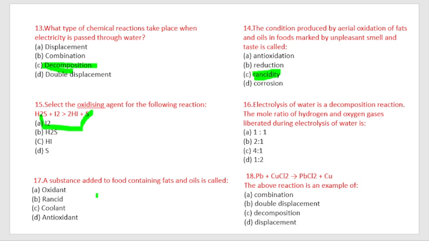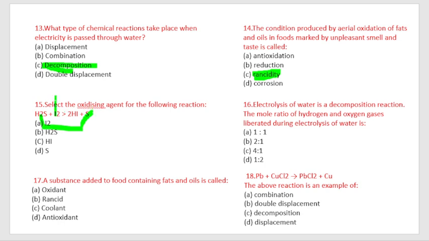So H2S is converted into S, is it? So clearly there is a removal of hydrogen. Removal of hydrogen is also called oxidation. So H2S is oxidized. The substance that is oxidized is the reducing agent. So H2S is the reducing agent. What we need? Oxidizing agent.